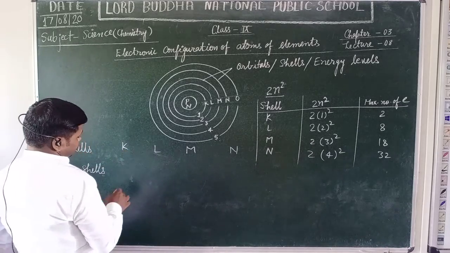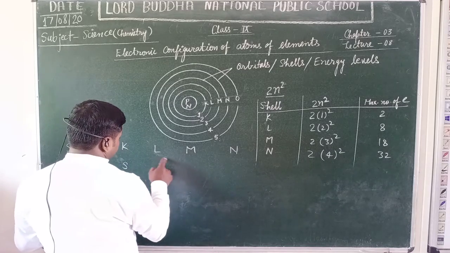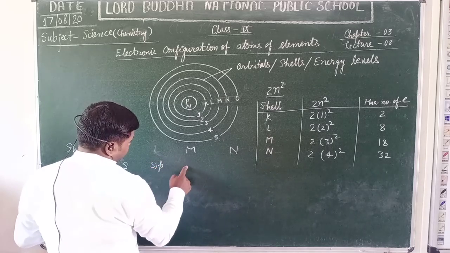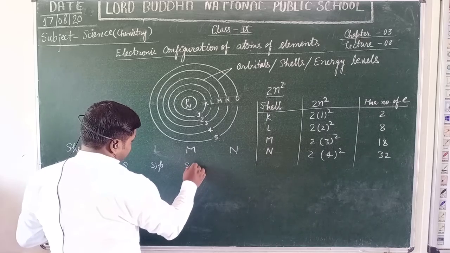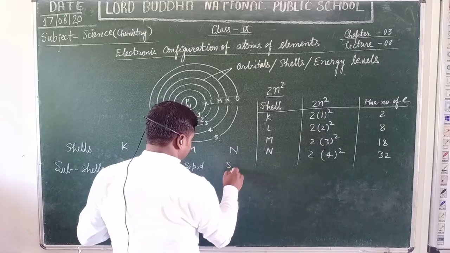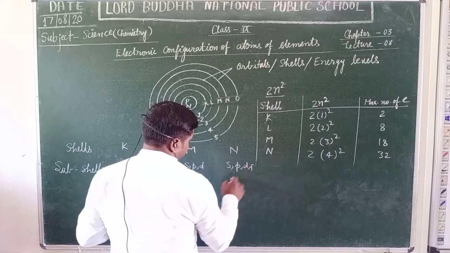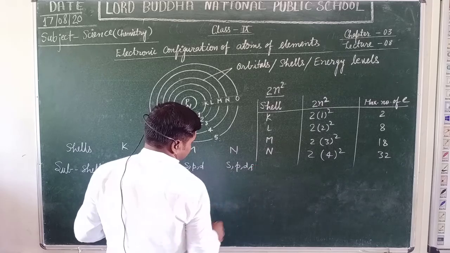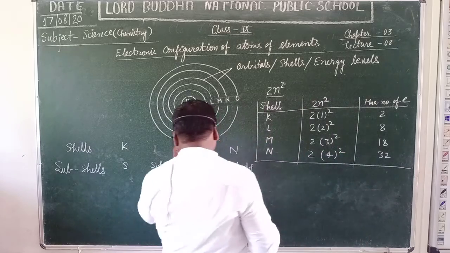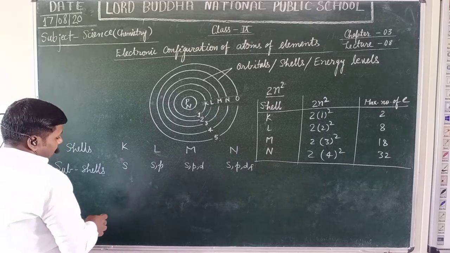The K shell has only one subshell, that is s. The L shell has two subshells, s and p. The M shell has three subshells, s, p and d. Whereas the N shell has the highest number of subshells, s, p, d, f. This is also called the spdf system, which was given by Aufbau. And you will study more about these subshells in higher classes.